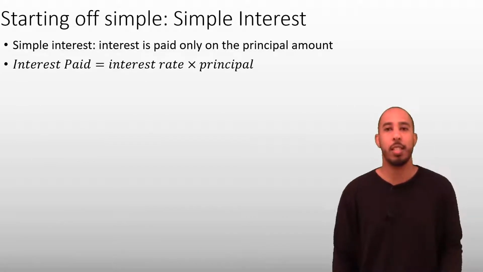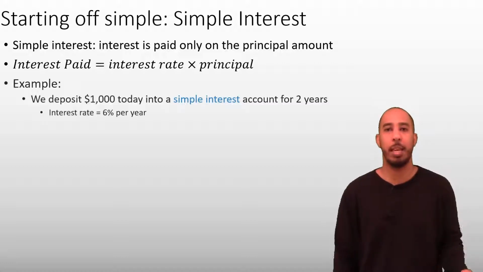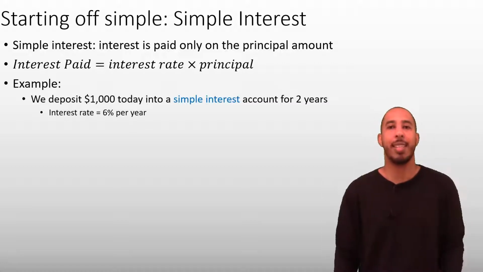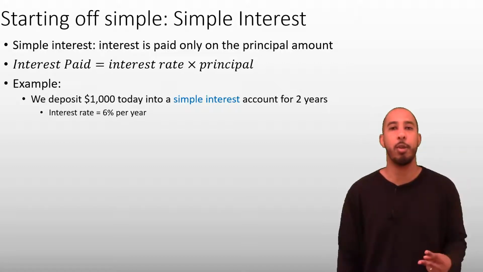With simple interest, interest is only paid or earned on the principal investment. That is, the amount you put in or the amount you owe. We can compute the interest by multiplying the interest rate by the principal. Let's do an example. Say we deposit $1,000 today into an account that pays simple interest and we let it sit there for 2 years.